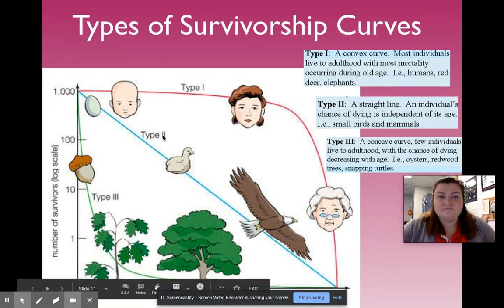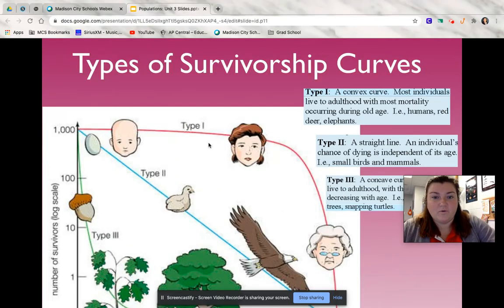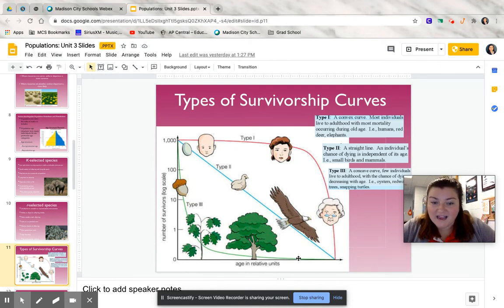So basically what this means, you've got, I'm going to exit out of this so we can see both parts of the graph well here. So you've got age in relative units right here on this x-axis. And then on your y-axis, you've got number of survivors. So when you look at this, if you look at type 1, it's a convex curve, and it means that most individuals do live to adulthood. So they're living, not that many have died off over this first span. And then most mortality, meaning deaths, occur during old age.